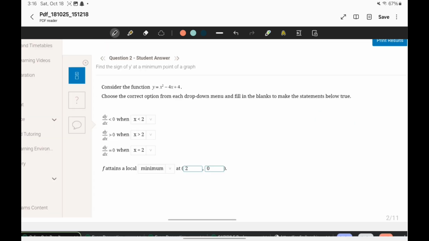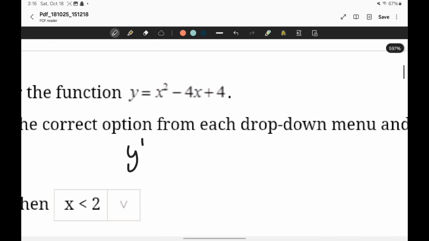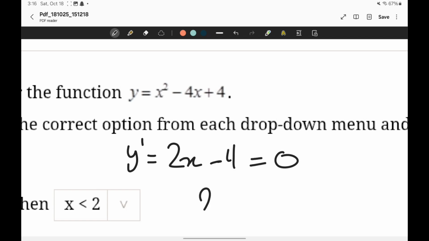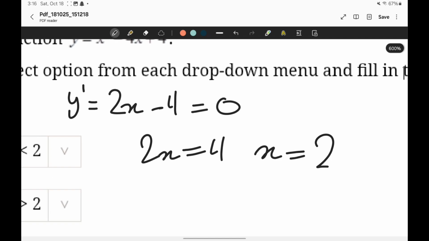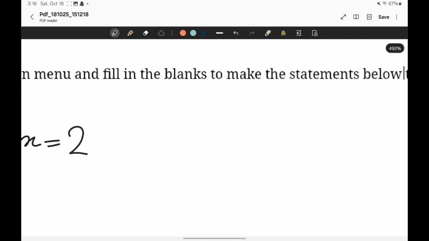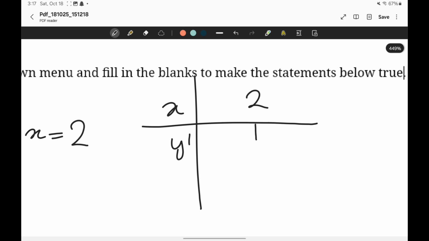Number 2. This is the same thing, so we're gonna derive. First thing you do with these questions is always derive. So 2x minus 4. You equate this to 0, so I'll just solve this manually. It's 2x equals to 4, so that means x is 2. Okay, now we can make our table. So x, y prime, we only have one value, so it doesn't matter, and then this gives us 0.